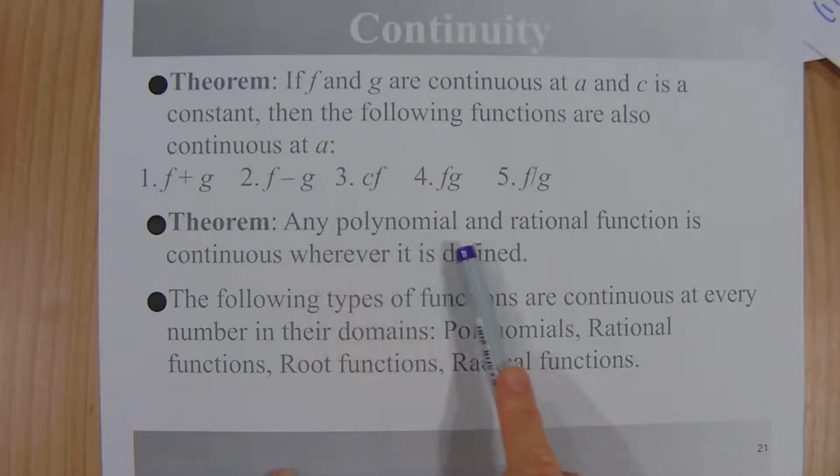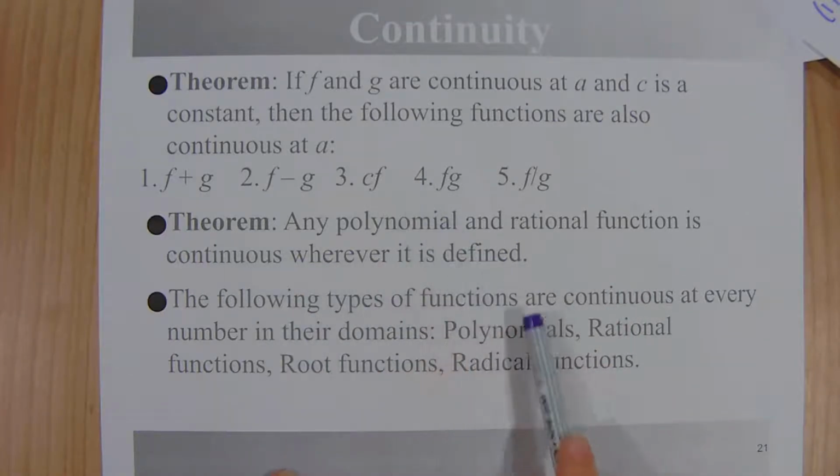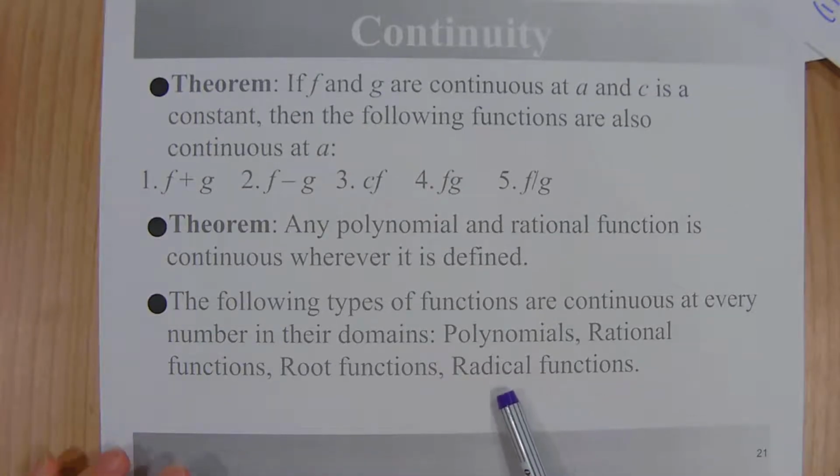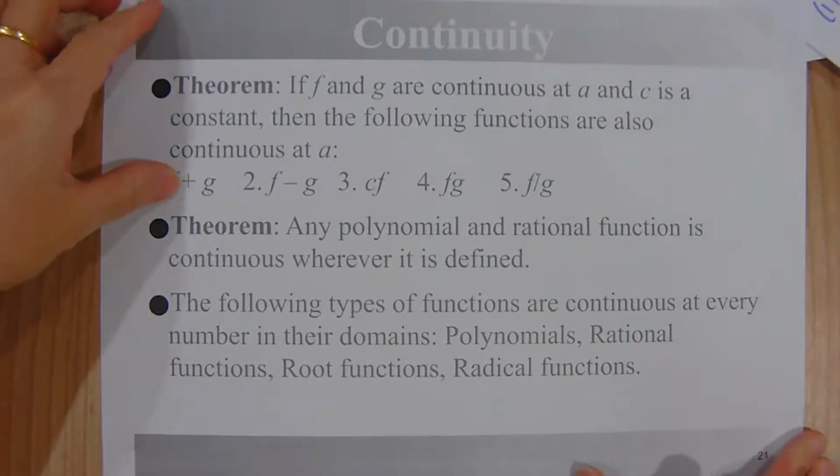Any polynomial or rational function is also continuous on its domain, at every number in that domain. Polynomials, rational functions, root functions, and radical functions, or the quotient function, are also continuous.